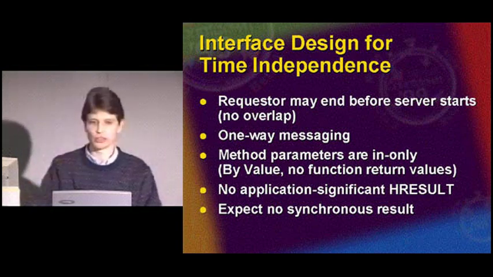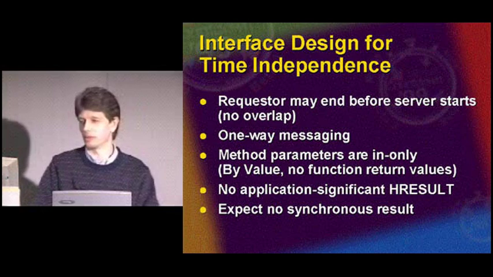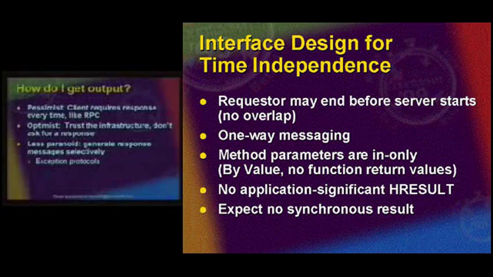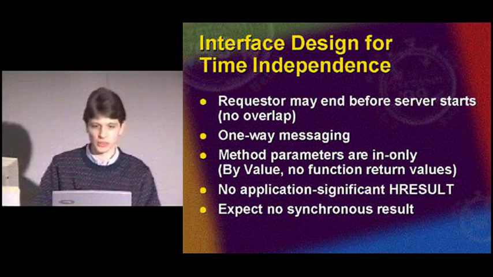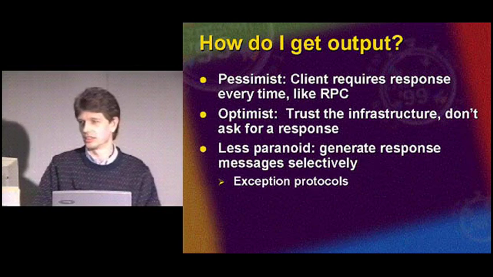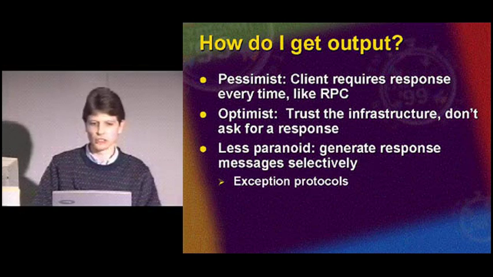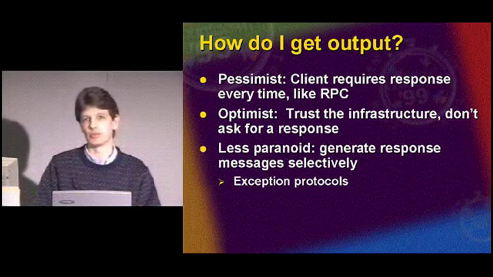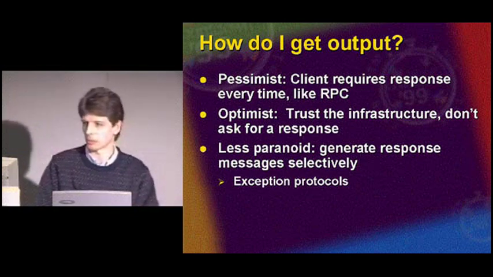So that begs the question, how do we actually get output back to the client? I do a request, how do I know what happened to that request? And we can categorize 3 different scenarios where there are various types of why I want to get output. Initially, we have pessimistic. So it's just like RPC. The client makes a request and expects a response back every single time it does a request. And we'll see how that can be achieved in queued components.